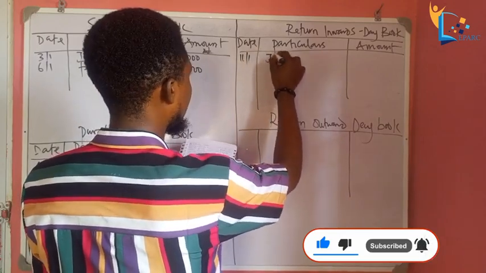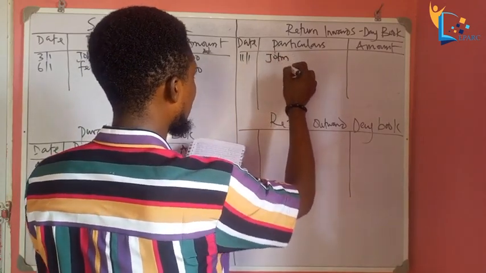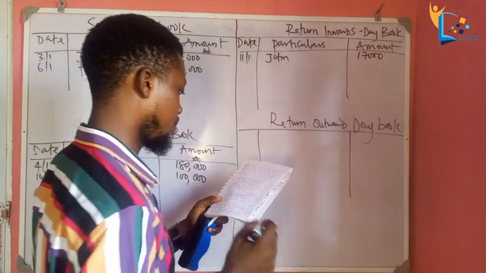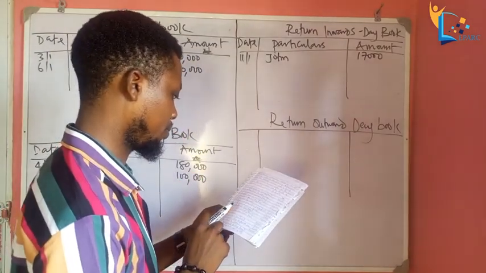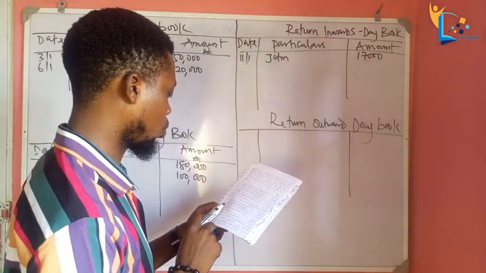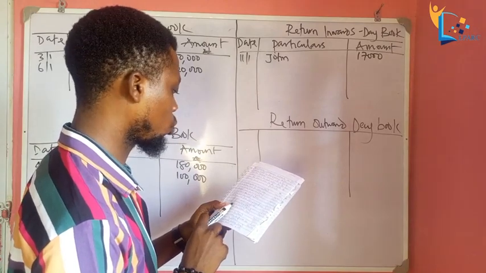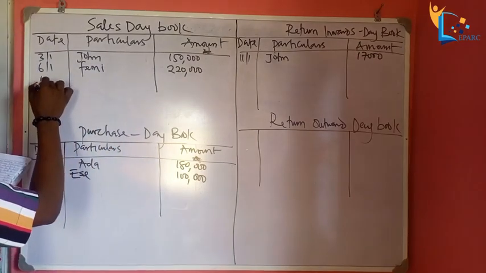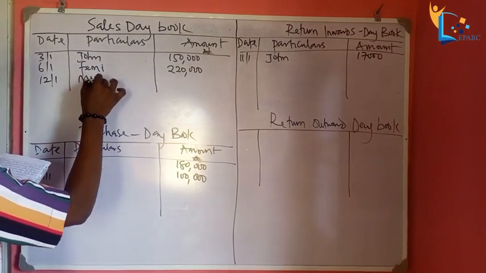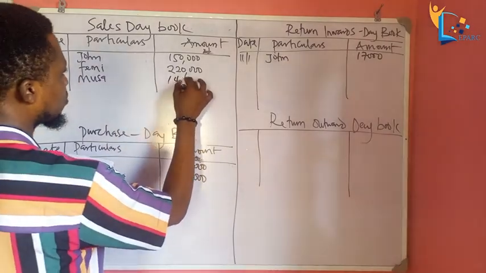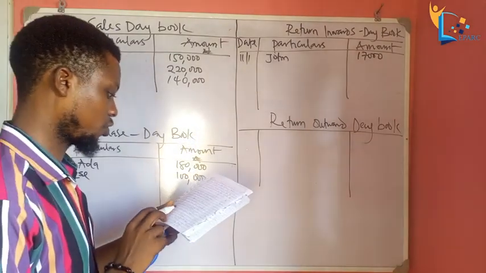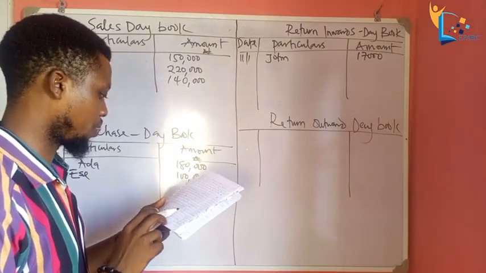17, John, 17,000. Okay? Then on the 12th, sold goods on credit to Musa, 140,000. On the 12th, Musa, 140,000. Okay? Cash purchase from Musa, paid by check.